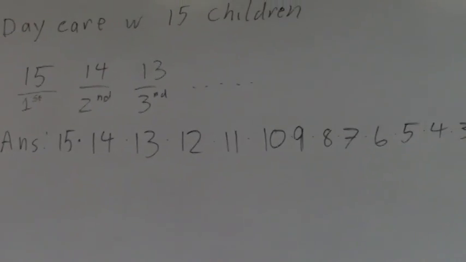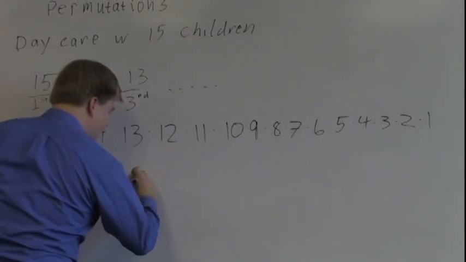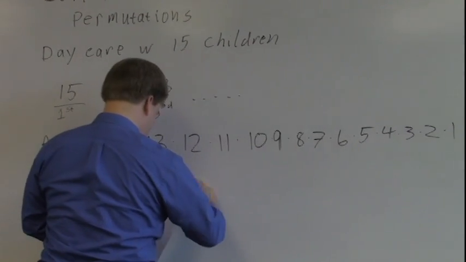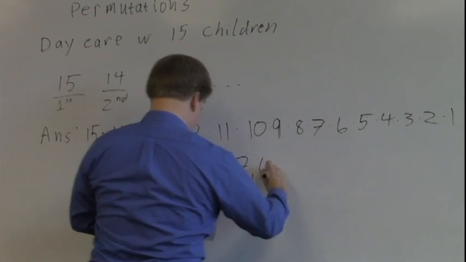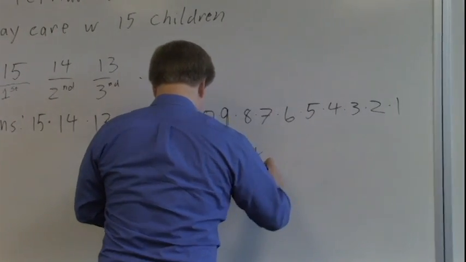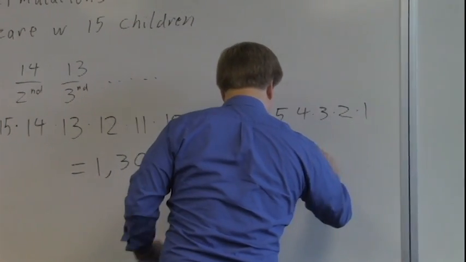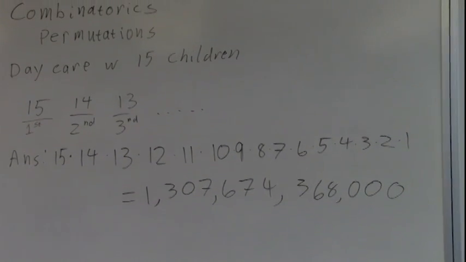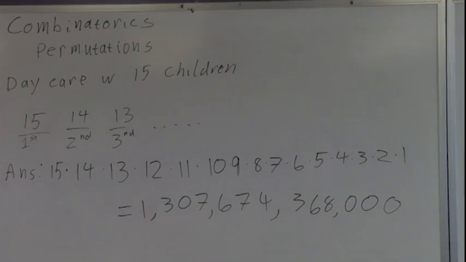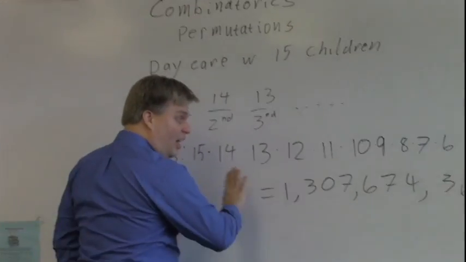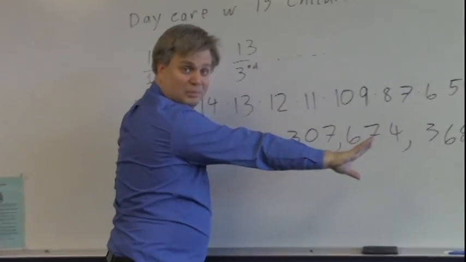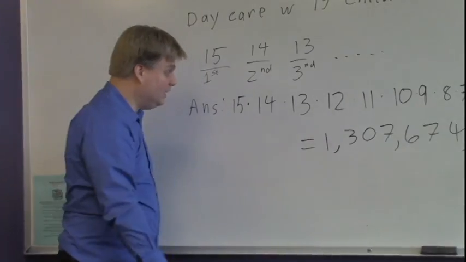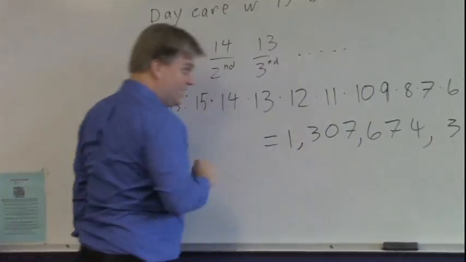Now, I worked out what this is ahead of time, and if we take the product of all these numbers, we'll get 1,307,674,368,000. That's it. Okay, there's over 1 trillion ways to line up those 15 kids. Okay, so now mathematicians are not going to want to write down this number ever, more or less, right? I put it up here to give us an idea what all this multiplied together is.